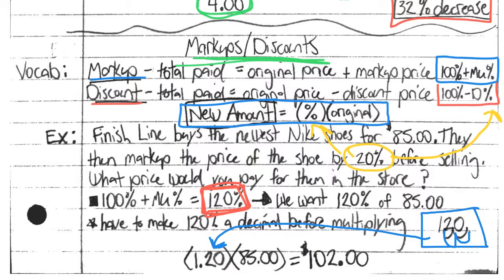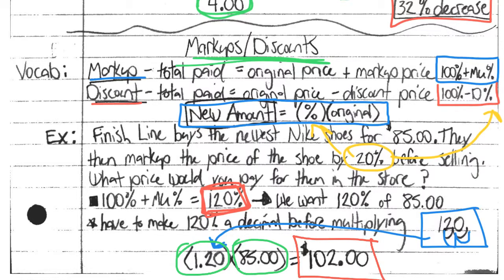So first you figure out, okay, is it 100 plus this or 100 minus this? Then we figured out it was 120, but I can't put 120 in here. I have to make it into a decimal. So percentage times original. The original price it said was $85 before they sold it. And again, I typed this one into a calculator. So 1.2 times 85 gives us a final price of $102, which is what you would pay in the store.